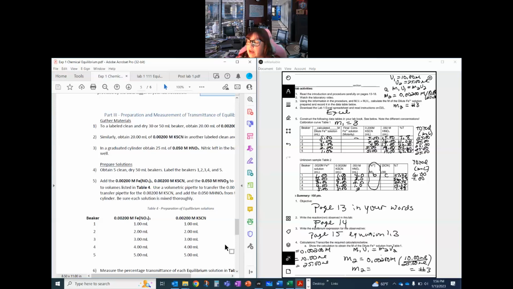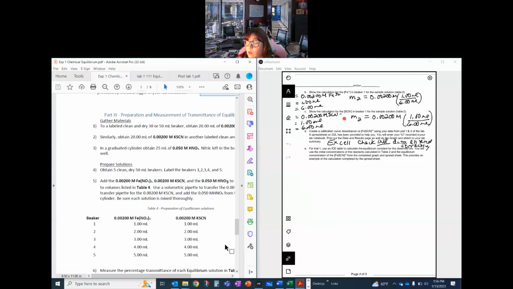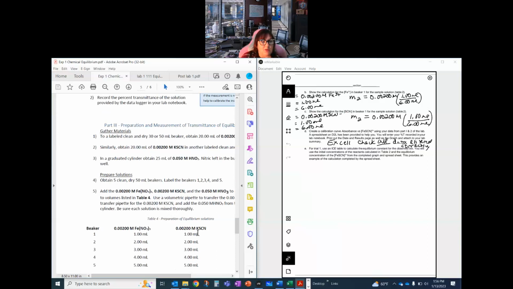C, this calculation, it says to show the calculation for the SCN minus in beaker 1 for the sample solution. Well, okay, that's awesome. So that's based on this table too. It's 1 milliliter, same volume as we used for the iron. The concentrations are the same, so those two calculations should look exactly the same. And on my paper, they do.